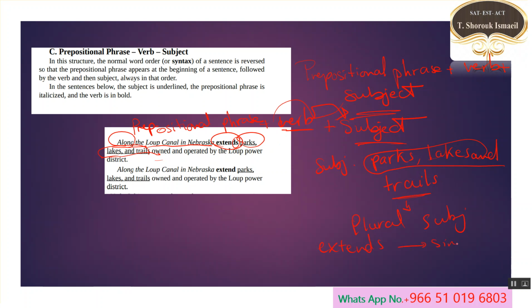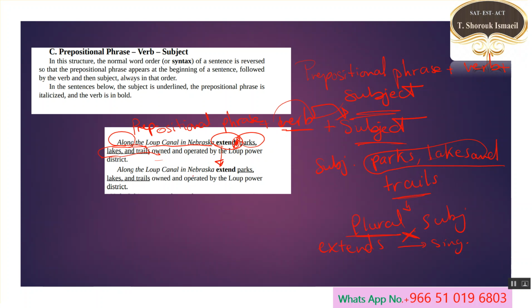That's singular, and my subject is plural. There is a kind of disagreement. They cannot work together. What can I do? I need to fix my verb. How can I fix it? I drop the S like this.